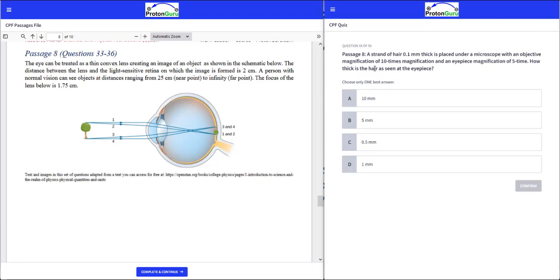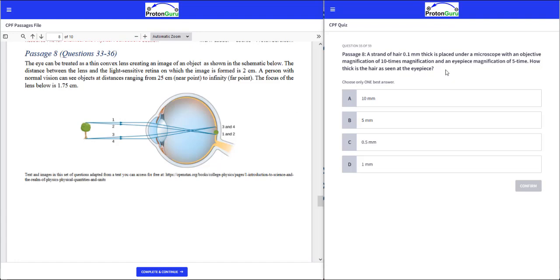Next we have a strand of hair, 0.1 millimeter thick, placed under a microscope with an objective magnification of 10 times, and an eyepiece magnification of 5 times. How thick is the hair as seen at the eyepiece? Now this part of the problem does not ask anything about what the image is doing once it enters the eye. It's at the eyepiece. We don't need any of the information about the eye itself that might be looking in that microscope.